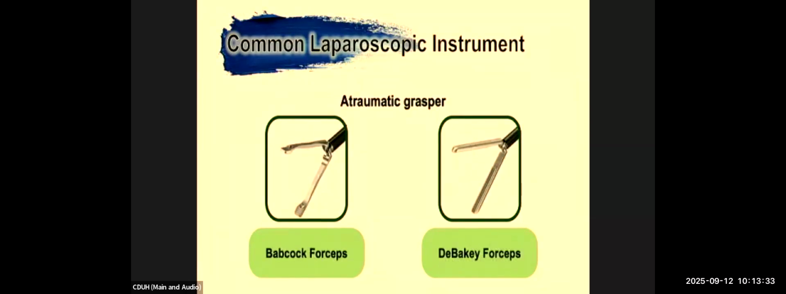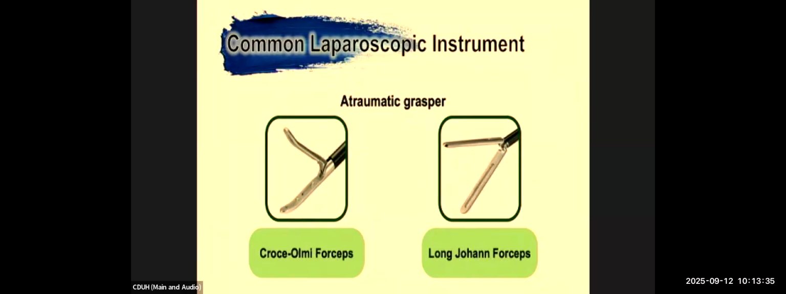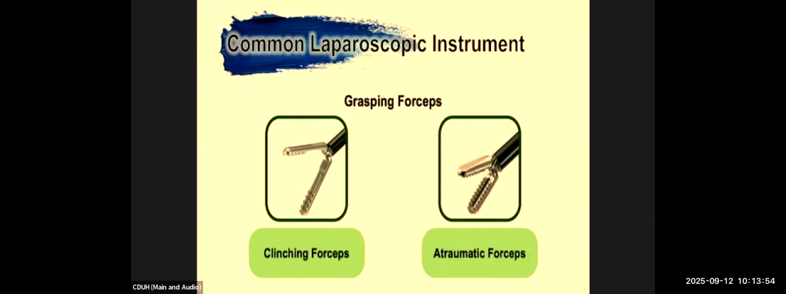Next one, this is a Debakey forceps. Next, this is a Crocker omni forceps, which actually is a bowel forceps, but over the tip it is slightly slanted for better grasping for the surgery, especially for hernia surgeries. Lastly is a long Johann forceps.